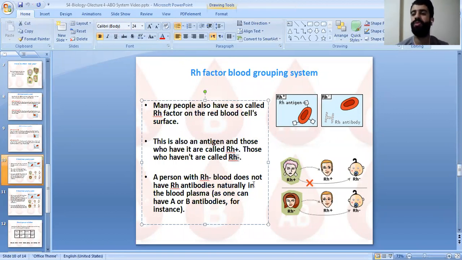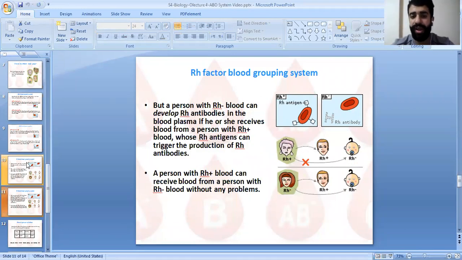So the person with positive, for example, I am AB positive. So I have the rhesus antigen, RH factor. I have this factor, so I am positive. A person with RH minus blood doesn't have RH antibodies. So this will explain the positive or negative. If I have RH antigen, I'm positive. If I don't have it, I am negative.